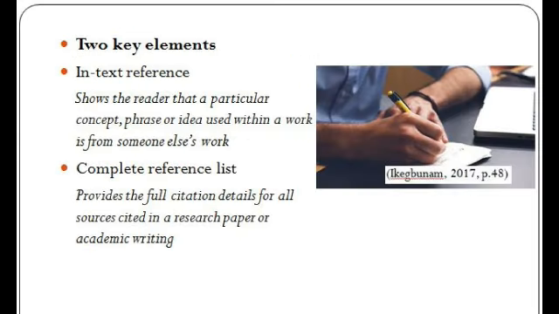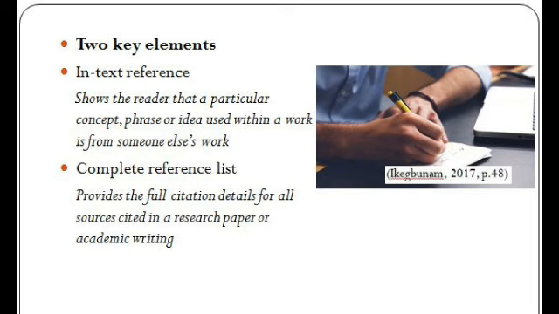That is, an in-text reference, which shows the reader that a particular concept, phrase, or idea within a work is from someone else's work. Then a complete reference list, which provides the full citation details for all sources cited in a research paper or academic writing. So we're looking at two key elements here. The in-text referencing, the one you do while writing within the article, and then the reference list done at the end of the entire work, in form of a list of references.